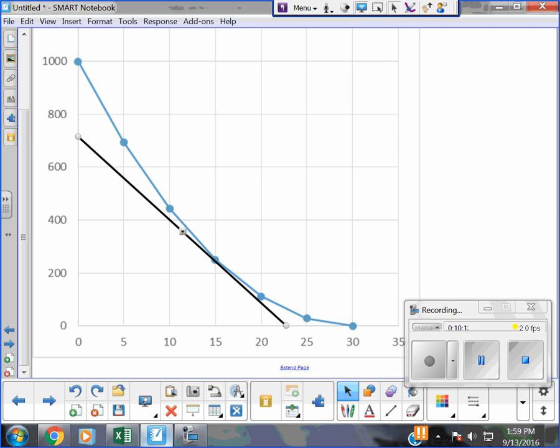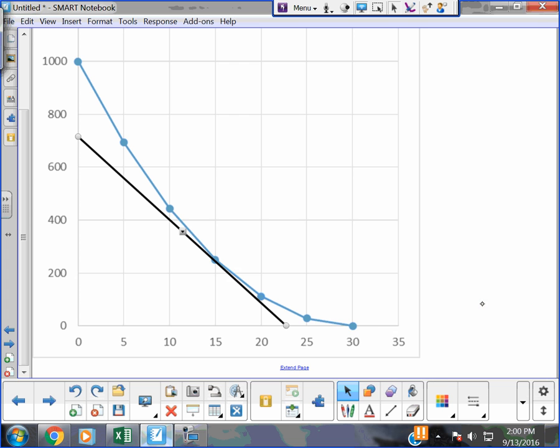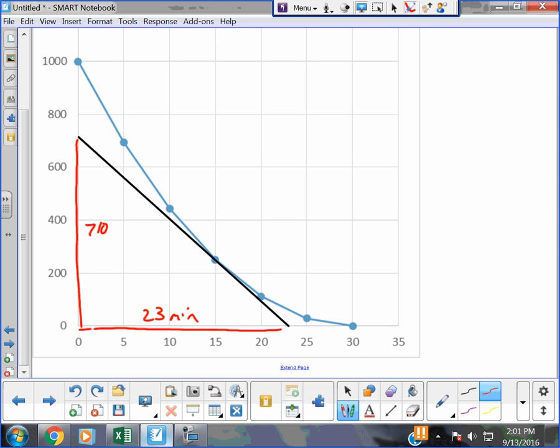We'll see if you guys agree with that line. All right. So everybody, I think it's pretty good. Now, I love making my triangle large. Everybody, I think that's 23 minutes. You guys can argue with me if you think it's something different. I think this is 710 gallons.